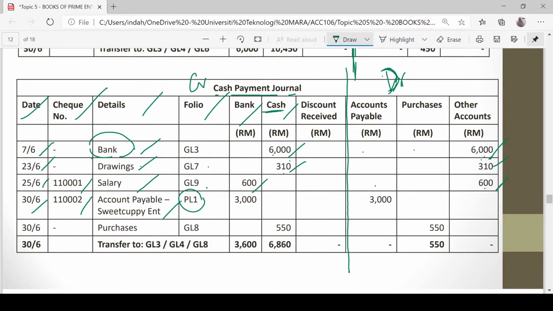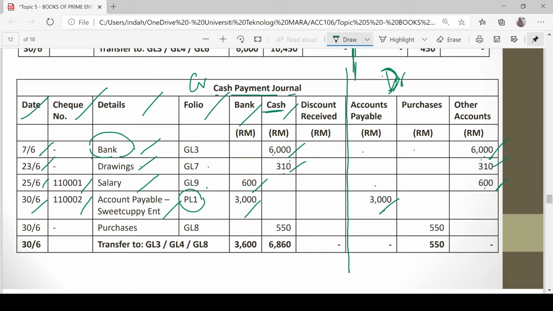So you made a payment to Sweet Copy using a check, and a check will affect the bank. Meaning that you take out money from the bank, 3,000 ringgit, to be paid to Sweet Copy. So why do we take out this money from the bank? For account payable. So we put it here, account payable.